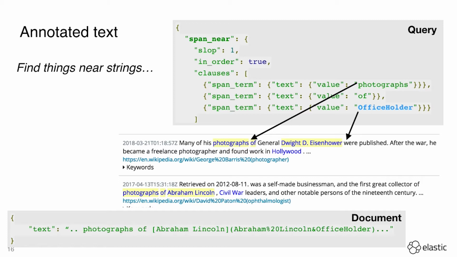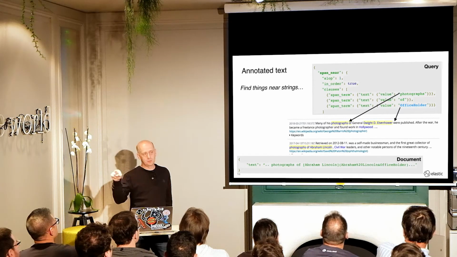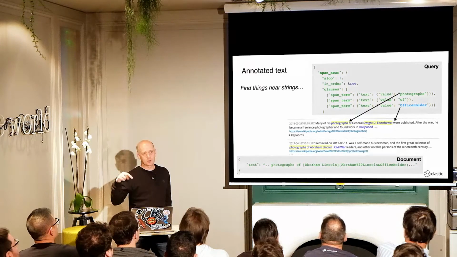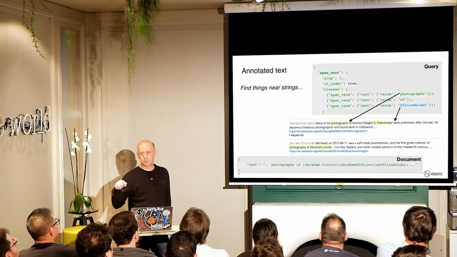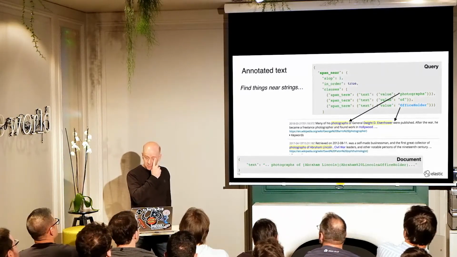And the documents that I've matched here are photographs of General Eisenhower and photographs of Abraham Lincoln, because those entities were marked up and annotated with their types. So we know that they are office holders or politicians. So you can imagine doing similar things, find me examples of politicians near words that are to do with bribes or corruption or money or any of these kinds of things, right? So you can get all the news articles talking about all the politicians who are doing all the dodgy things, because you've marked up all these documents to say this is a politician.